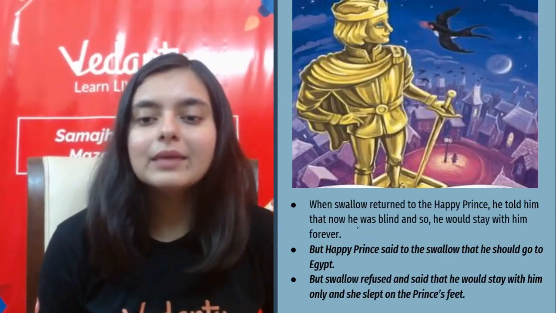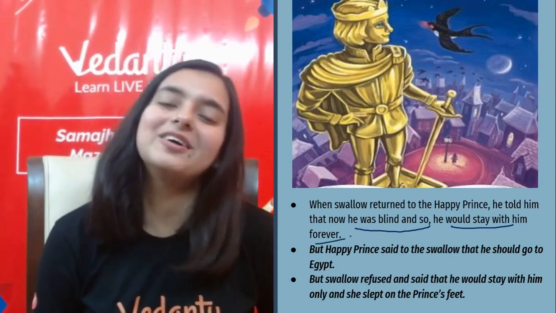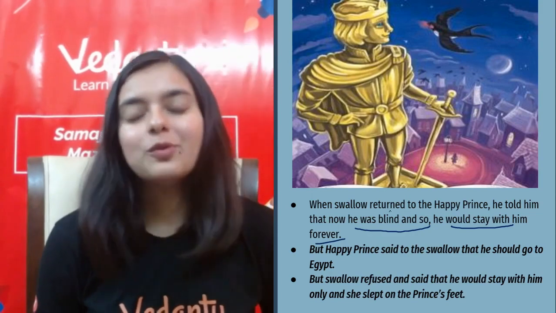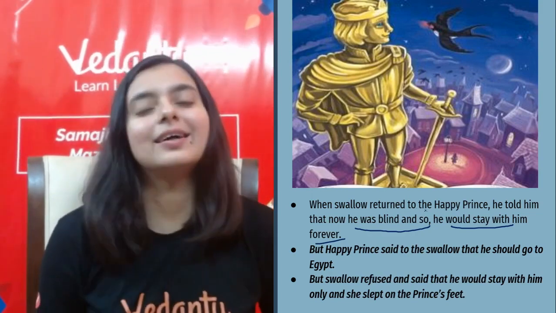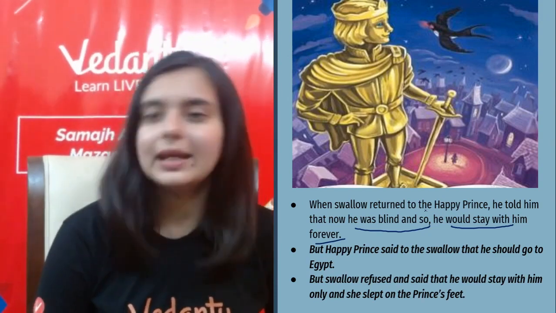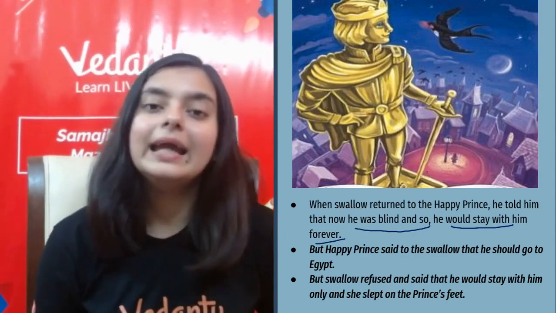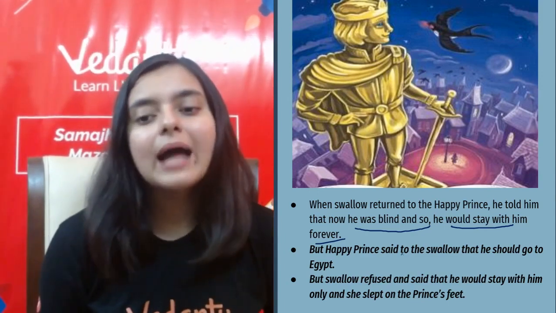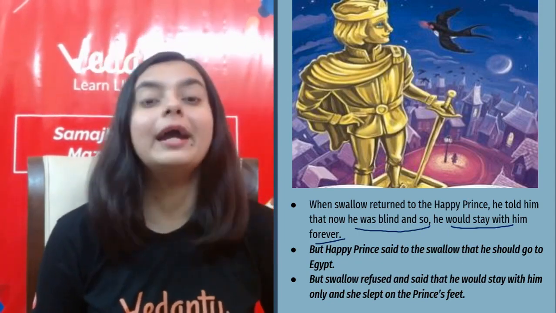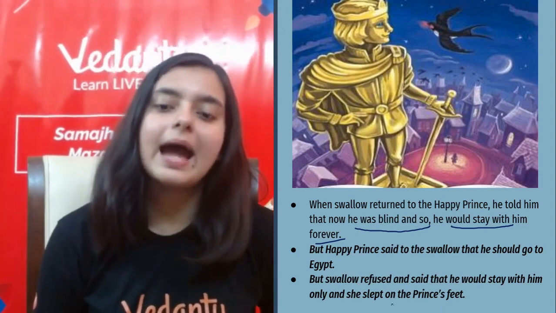So he told him now he was blind, and so he could stay with him forever. Right? So the swallow, when he returned to the prince again, this time he did not want to go to Egypt anymore because he saw that the prince cannot see anymore. So he needed to be with the prince. But the happy prince said that no, you should go to Egypt. But this time the swallow himself refused and said that he would be staying with him, and he slept at the prince's feet.